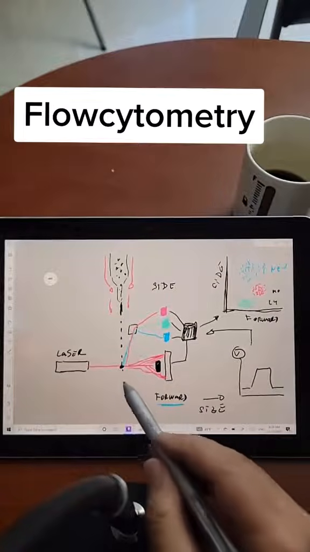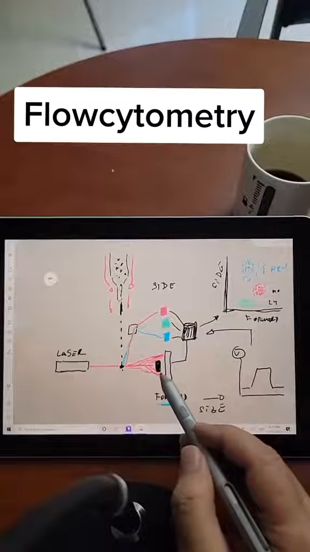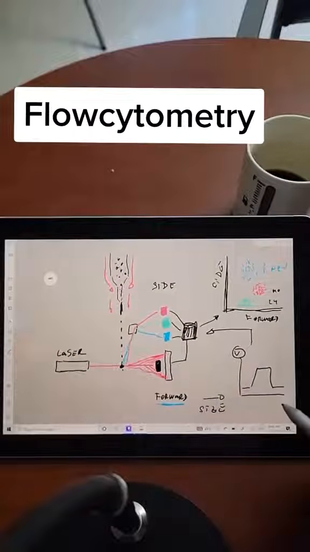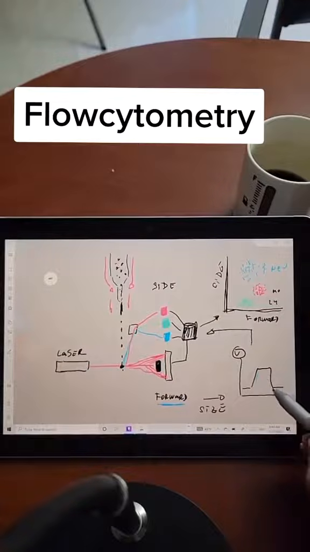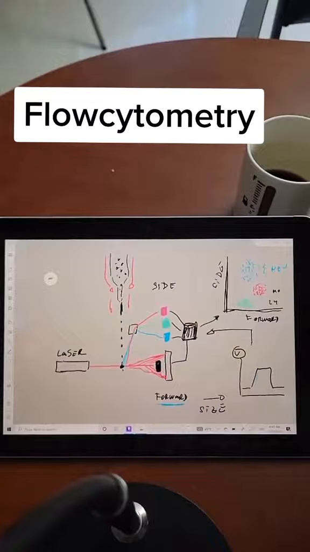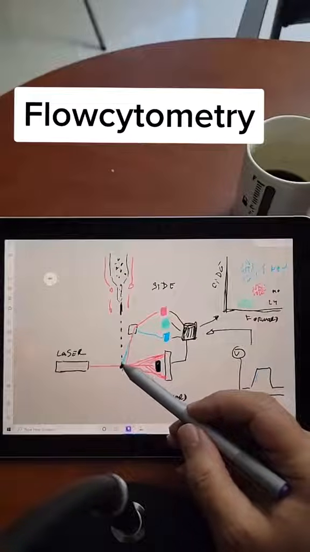Now, based on the cell size, this scatter will be either too broad or too narrow, and basically it will be converted to some voltage, something like this, okay? The thing is that the majority of the cells are different not only by size, they are also different by complexity, by granularity, by cellular organelles and things like that. So this laser will also have a side scatter, okay?